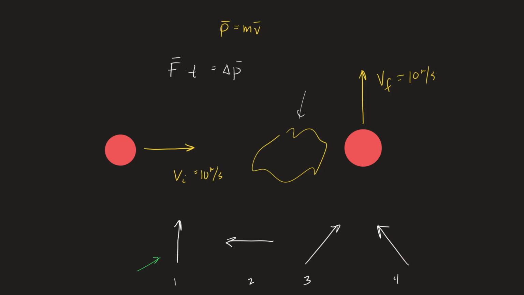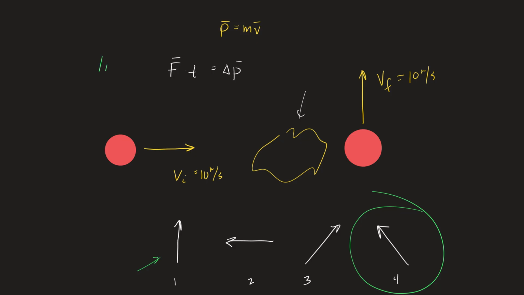The correct answer is 4, because 4 is going to stop the puck from going to the right. You notice there's a component of that force to the left, and there's a component of that force upwards. So this next part is going to illustrate this.